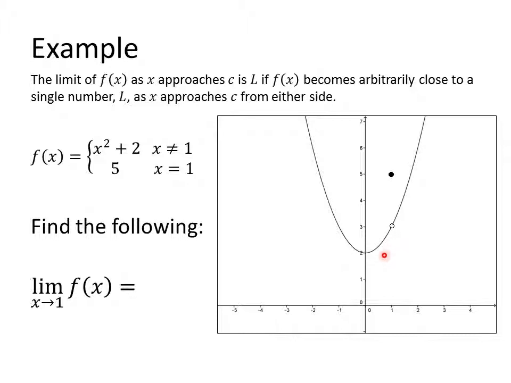Here is a similar example. In fact, it's the same exact function as before, except at the point 1 itself, the function has a hole in it, and it's been defined up at 5. So let's look and see what the limit is here. Once again, as the x values get closer to 1, from the left, the y values are getting closer to 3. From the right, the y values are getting closer to 3. So therefore, the limit as x approaches 1 of f of x is 3.